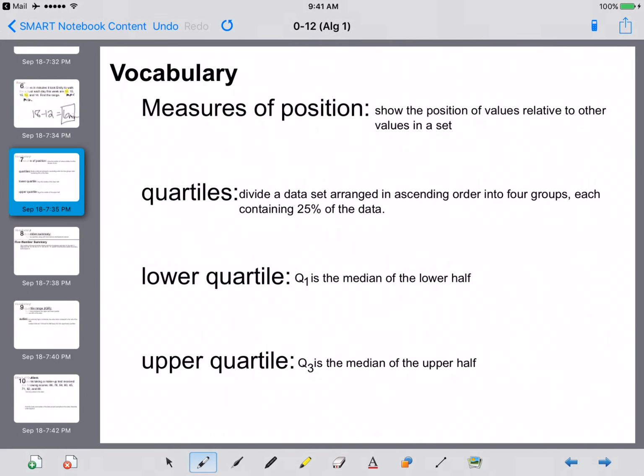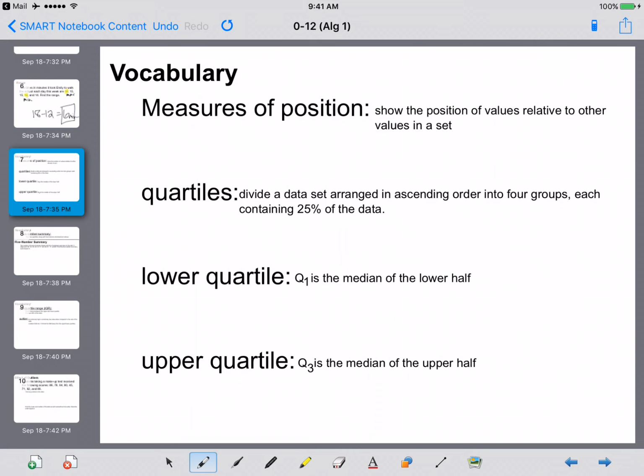Some more vocabulary are measures of position. These show the position of values relative to other values in a set. So you've got your quartiles, and they divide a data set arranged in ascending order into 4 groups, each containing 25% of the data. So quartile 1 has the smallest 25%. Quartile 2 has the second 25%. Quartile 3 has the third 25%. And quartile 4 has the top 25% of the data.